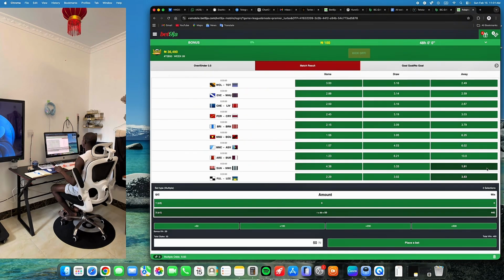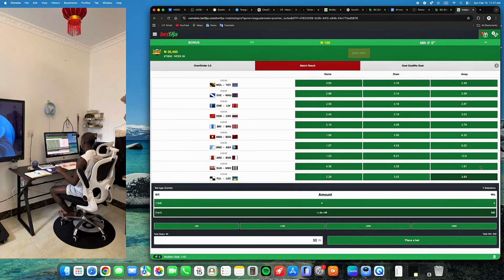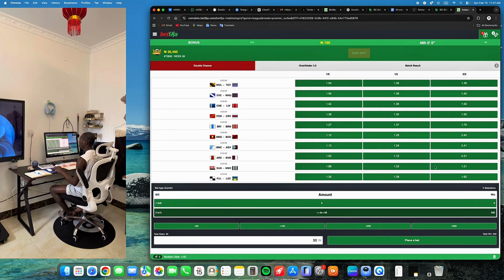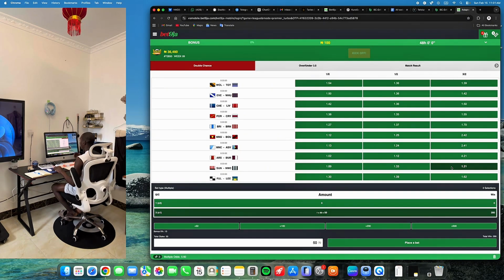Then let's come to Fulham. So this one, let's say Newcastle to win or draw, double chance. Okay, Newcastle to win or draw is a more fair chance. Then Fulham lead, Fulham to Fulham lead.